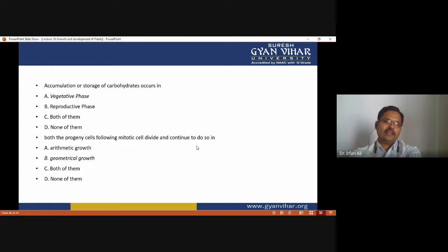While in arithmetic growth, the cell divides into two cells, but only one cell has the capacity to divide again, while the other cell loses the capacity to divide. So this kind of growth is called arithmetic growth. While in geometrical growth, the cells divide in an exponential way, like two cells divide to form four, four cells divide to form eight.